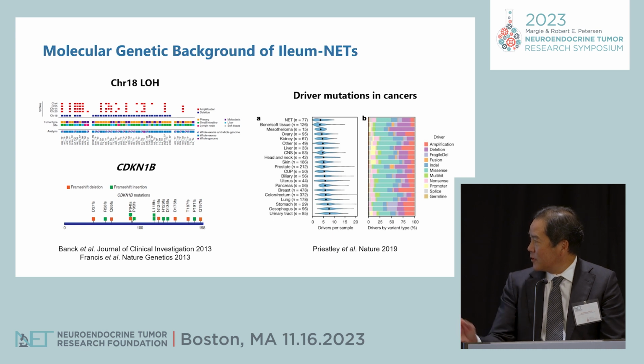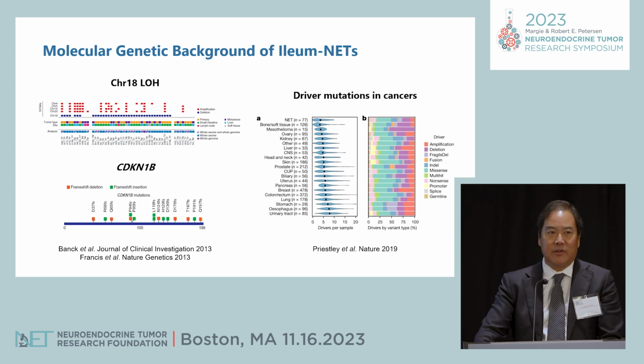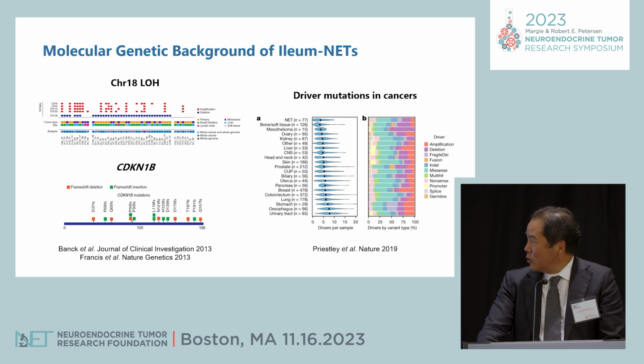The figure on the right is a study of over 2,500 solid metastases using whole genome sequencing, and you can see that neuroendocrine tumors had the lowest rate of candidate driver mutations out of all these cancers studied.